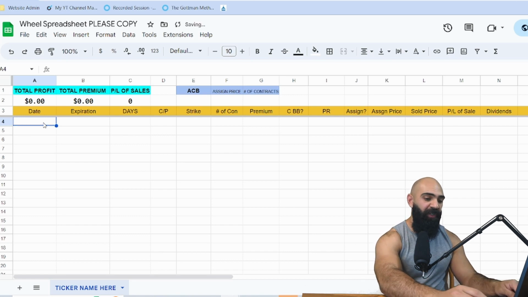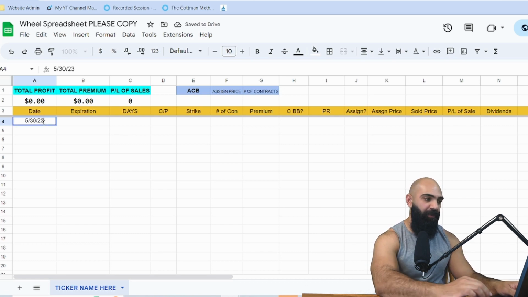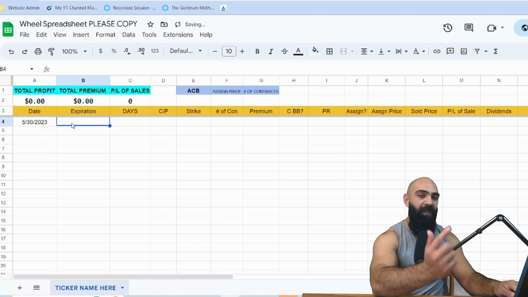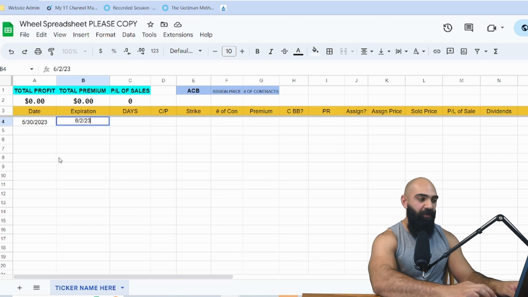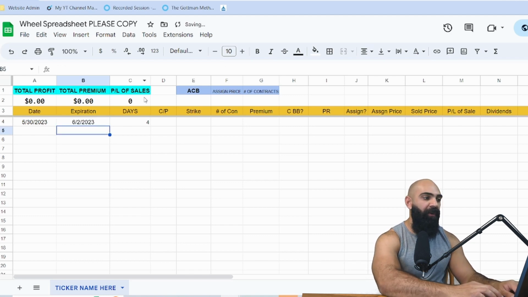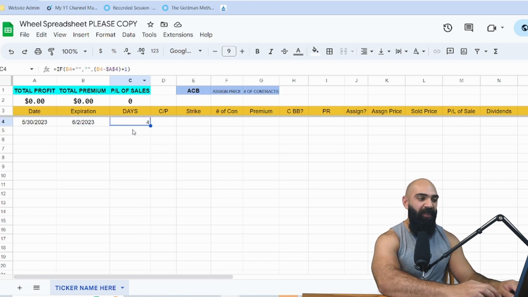So let's say I sold a contract on 5/30/23. That would have been on Tuesday because Monday was Memorial Day. And then let's say I'm selling it for the end of the week, 6/2/23. I'm going to have an auto population up here of how many days I'm holding the contract. Now the equation adds 1, so these are not going to be good for 0 DTE expirations. So it's usually going to be 1 to account for the day you have.